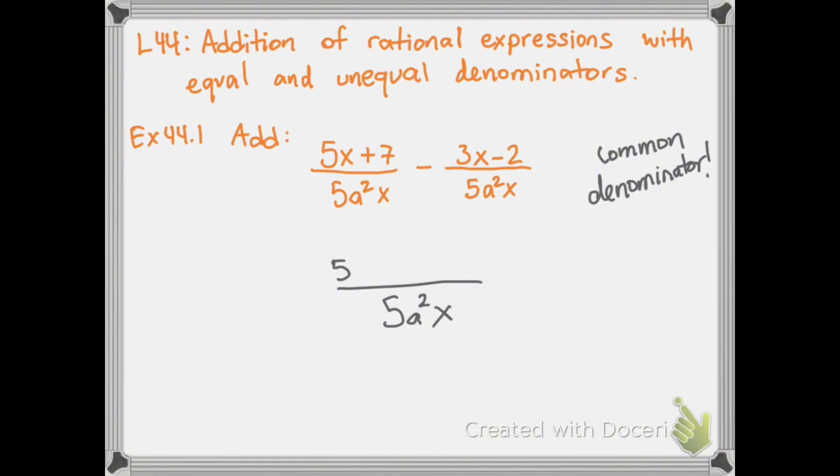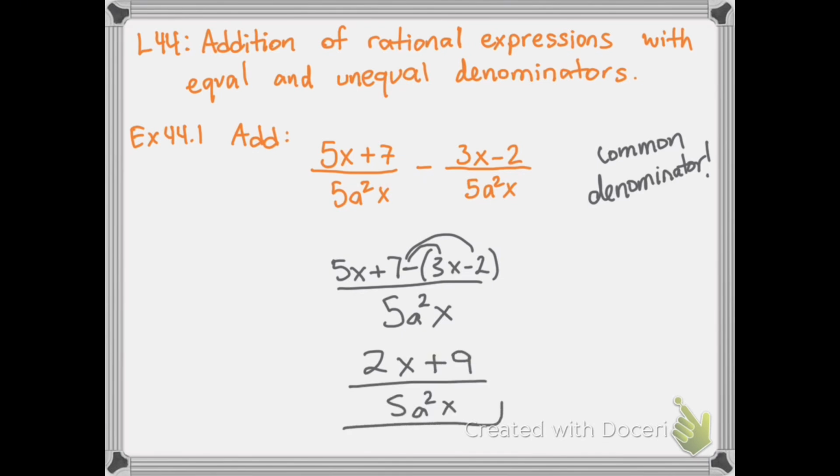So we have 5x plus 7, and this is very important. Remember that a fractional line is an inclusion symbol. So we have minus (3x minus 2). So we are going to subtract: 5x minus 3x is 2x, and 7 minus minus 2, because this negative affects both of them, so 7 minus minus 2 is 9. And that would be our answer.